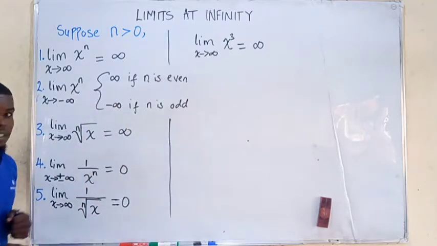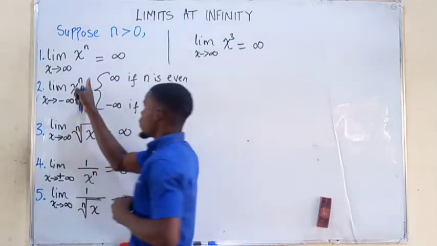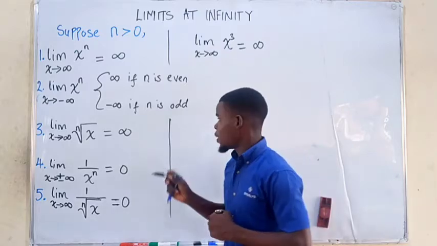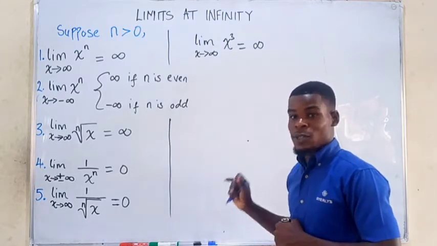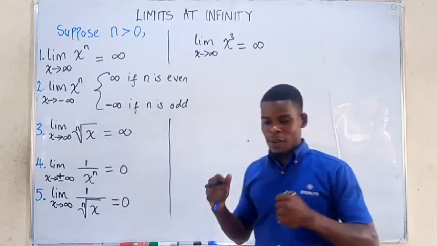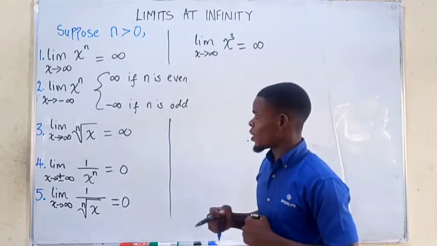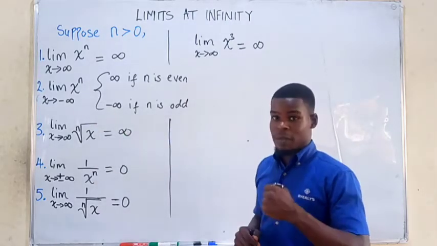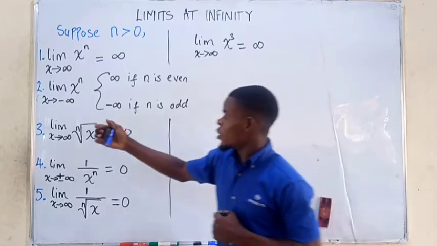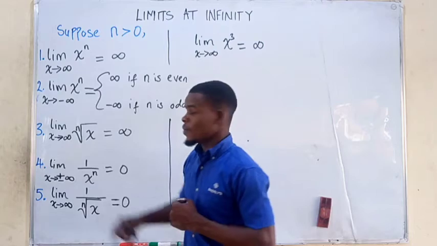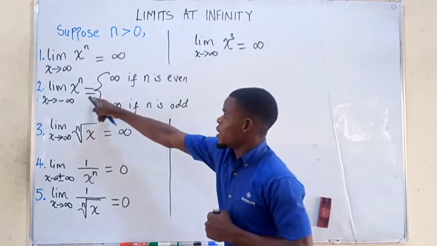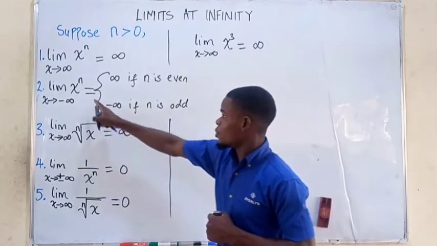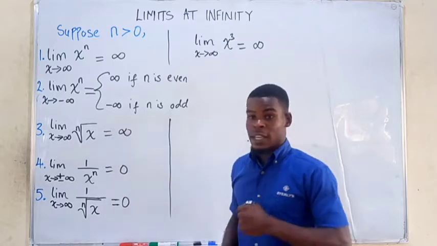The second one has it that the limit of x raised to the power n, in this case, as x approaches negative infinity. You know how we can increase towards the positive axis and also towards the negative axis, so it's a very large negative number. As we raise that number to some power n, given that n is bigger than 0, the result is going to be infinity if that power is an even number, or the result is going to be negative infinity if that power is an odd number.